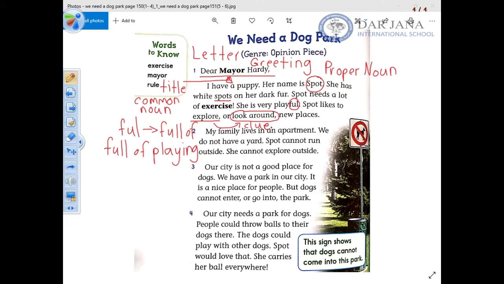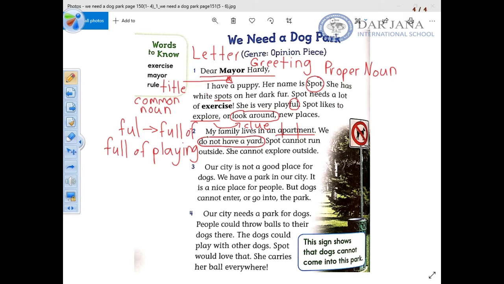Let's look at paragraph 2. My family lives in an apartment. Now, apartment is a long word. Let's cut it into syllables or divide it into the syllables so we are able to read the word apartment. Okay, how many syllables does it have? Apartment. 3 syllables. We do not have a yard. Now, what do you think apartment means? An apartment means you do not have a yard. Okay, so that's what an apartment is.